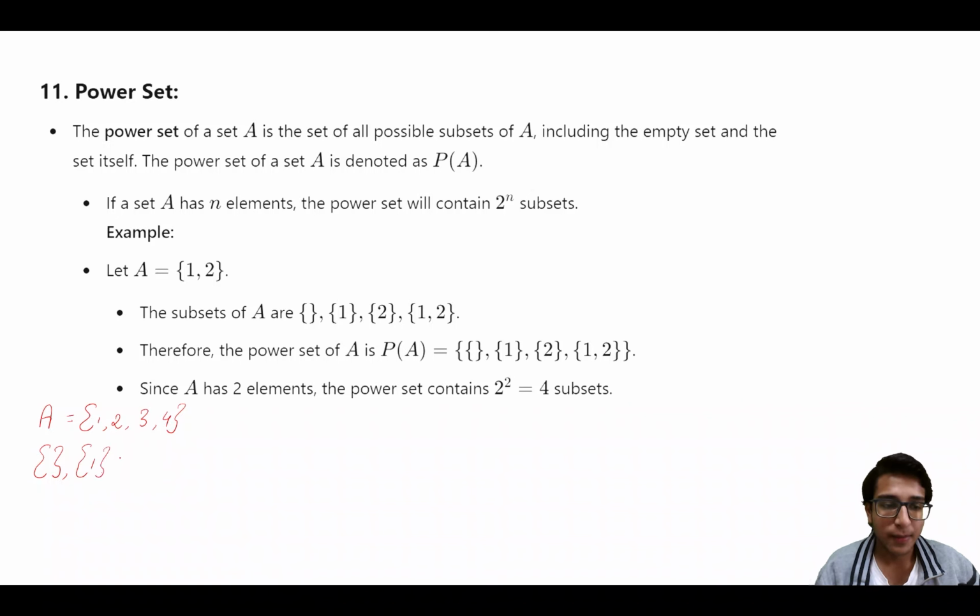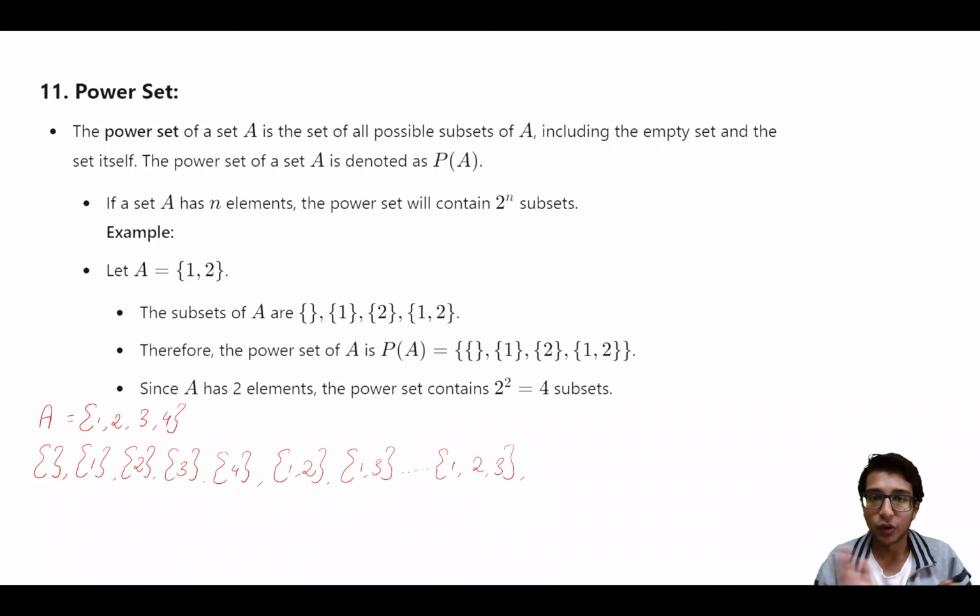I can have {1}. I can have {2}, {3}, {4}, and similarly this can continue. I have {1, 2}, then I have {1, 3}, and this can continue. Then I take 3 elements, {1, 2, 3}. Now I can take {4} as well, then {2, 3, 4}, arranging them accordingly. This can go on, and finally I have {1, 2, 3, 4}, all the elements. Now these are all considered to be the subsets of A, right?